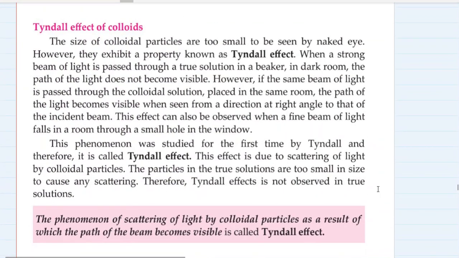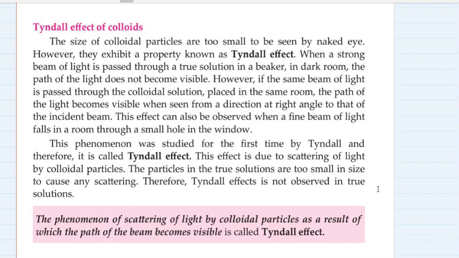One more characteristic of colloids is very famous, that is Tyndall effect. That also we have studied in the first chapter. When a strong beam of light is passed through a true solution, its path does not become visible. However, if the same beam of light is passed through colloidal solution placed in the same room, the path of the light becomes visible when seen from a direction at right angles to that incident beam.